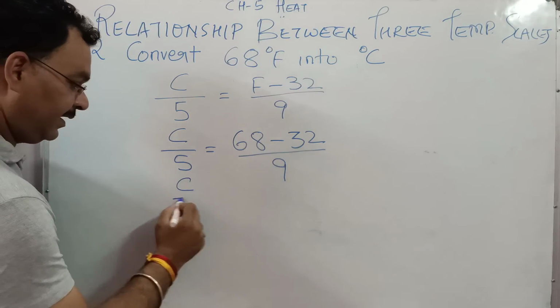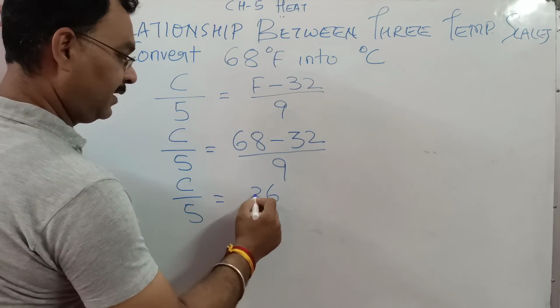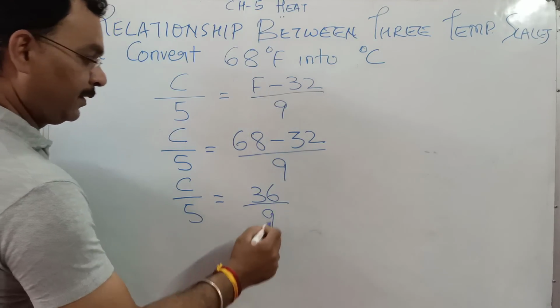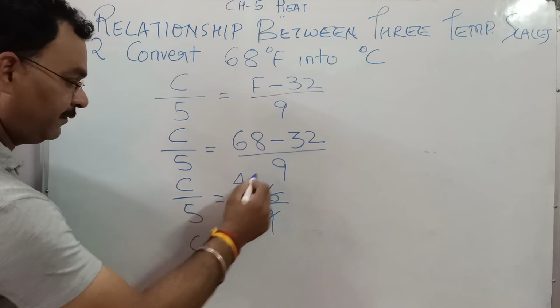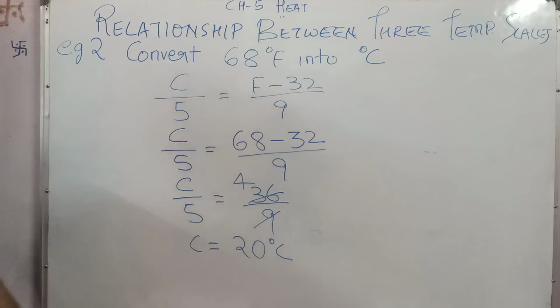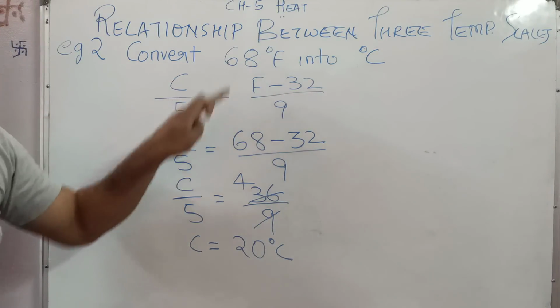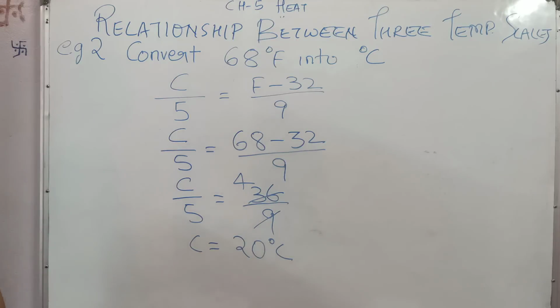Okay, C by 5 is equal to 36 by 9, and we all know that 9 4s are 36. So C is equal to 5 into 4, that is 20 degrees centigrade. So 68 degree Fahrenheit corresponds to 20 degrees centigrade in Celsius scale.